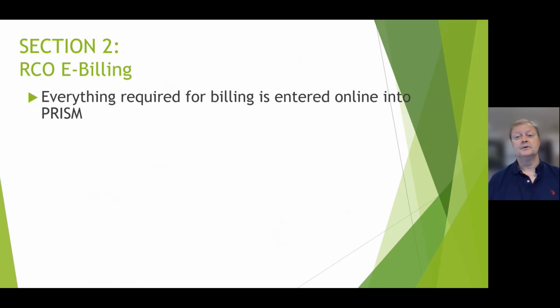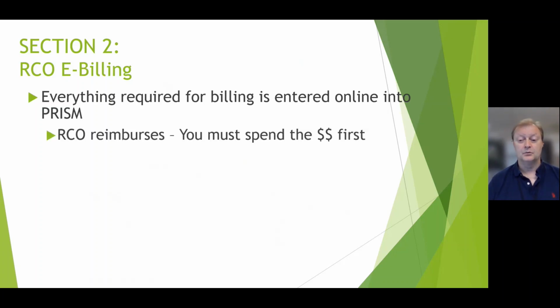Everything required for your billing is entered online in PRISM. So let's start off with e-billing. One important point to remember, this is a reimbursement grant. You must spend the money to get reimbursed for the money. Then RCO will reimburse. Payment details must be offered in the RCO billing.